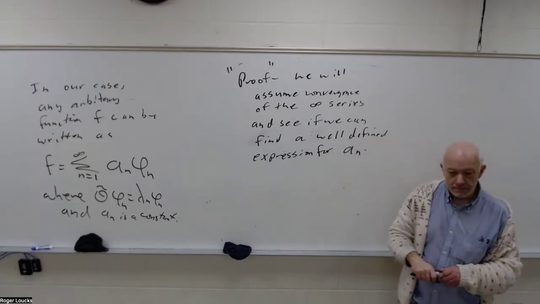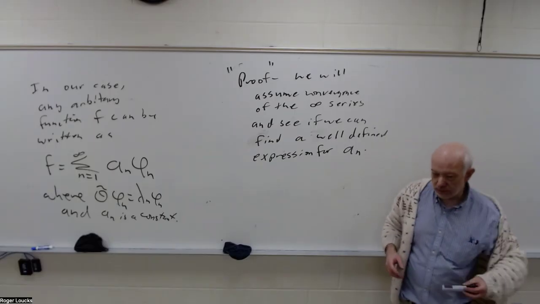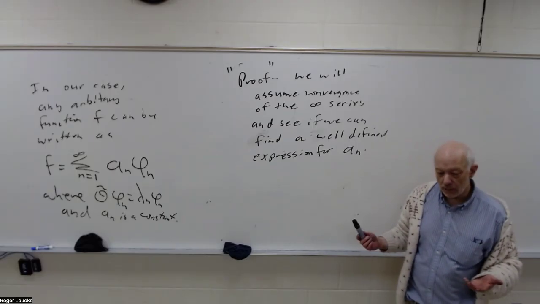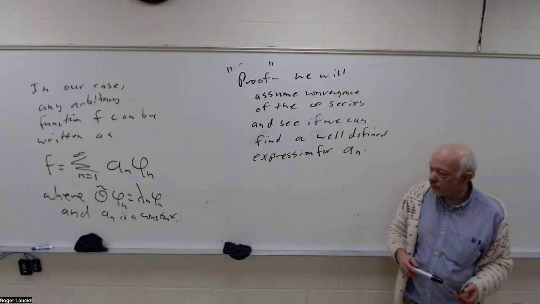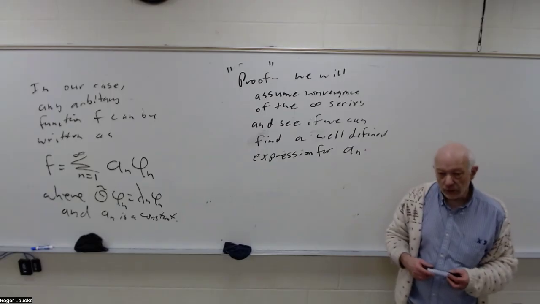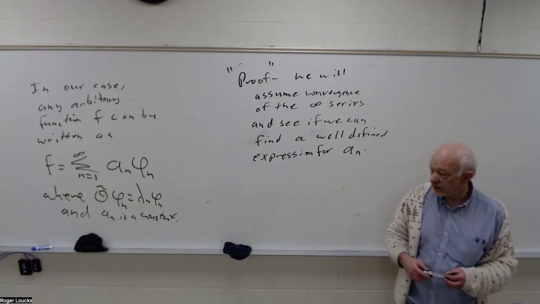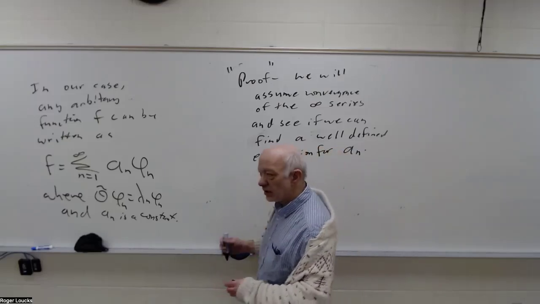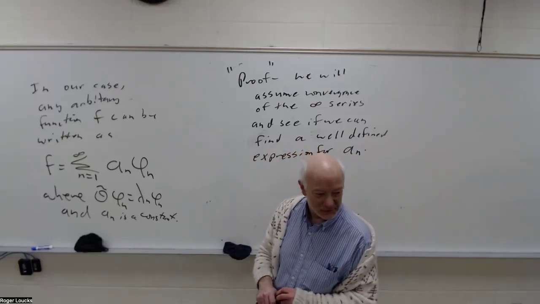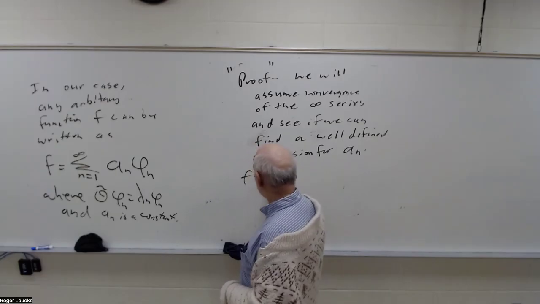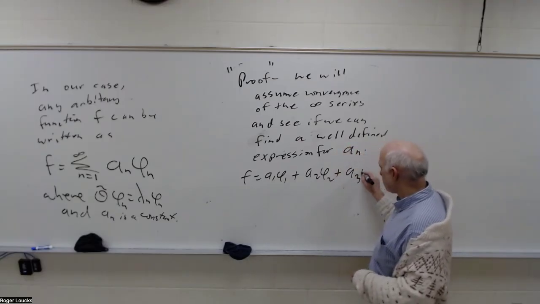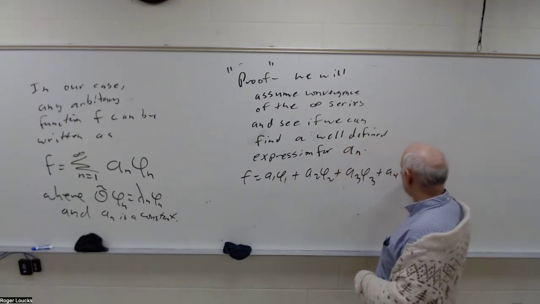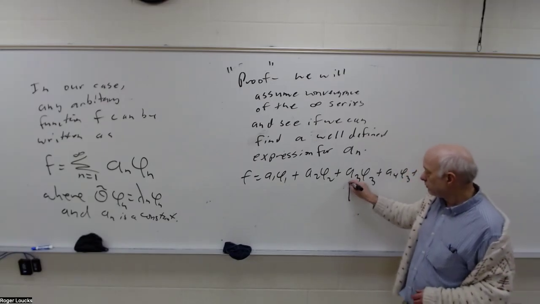Okay. So I think the easiest way to do this is to give you an example here. Suppose I want to find A7. What would A7 correspond to? n equals 7. Actually, let's make it 3, so I don't have to write it all out. So this is saying f equals some constant A1 times phi1 plus A2 phi2 plus A3 phi3 plus A4 phi4 plus all these terms here. I want to find this.